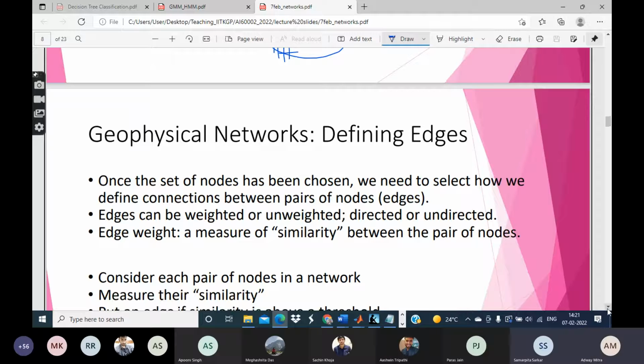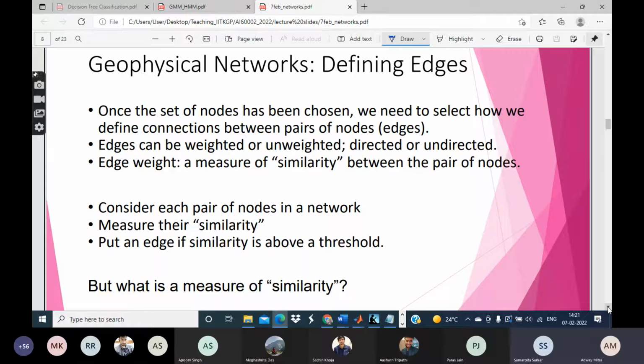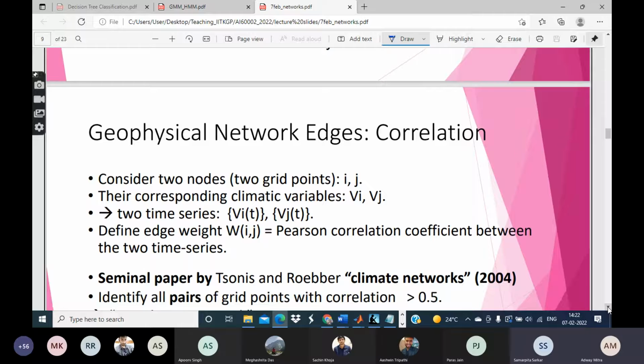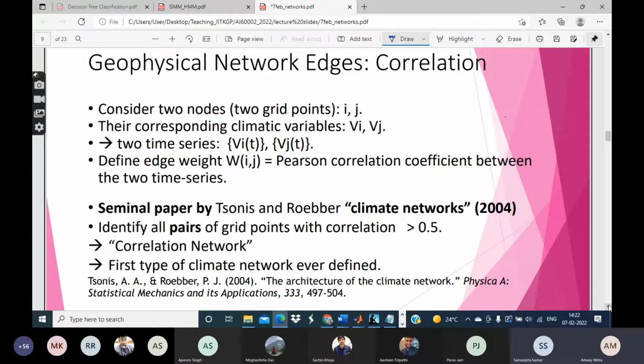Now next is how to define the edges. When do we say that two nodes are connected with an edge? Whatever it is, an edge is some notion of similarity or some notion of interaction. That is, two nodes will be connected by an edge either if they are similar to each other or if they interact with each other. So in this context, what can be possible measures of such similarity or interaction? One very simplistic thing is of course just physical distance. Two locations which are close to each other may be connected by an edge.